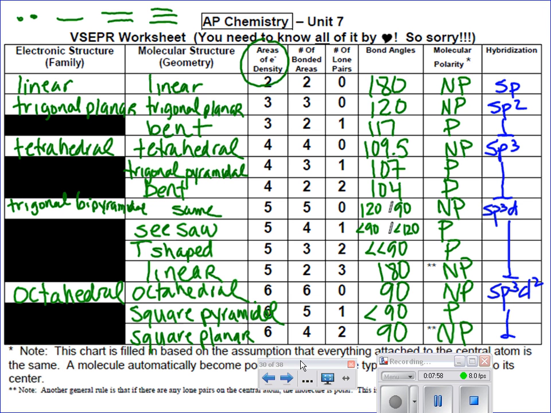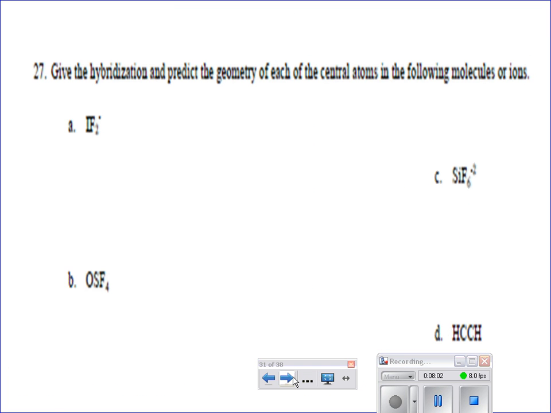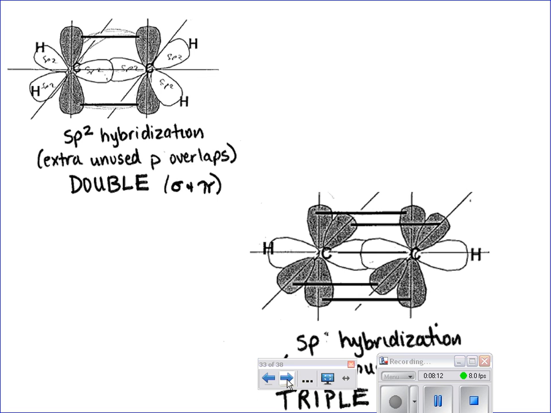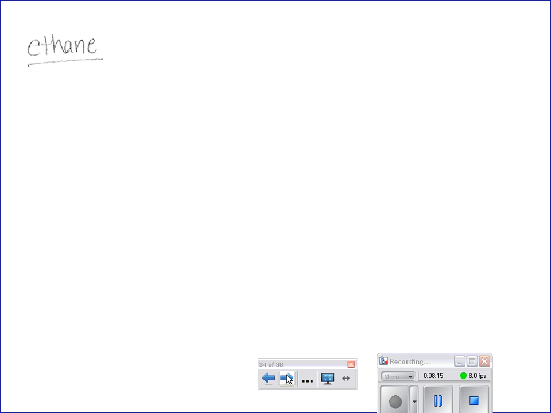So what I want to do, though, is talk to you about bonding. To get there, I want to skip some of these problems. Here you have a page describing what we call pi and sigma bond. I'm going to explain this as I do my drawing. So right now, skip all the way to the page that has just ethane written on it. We're going to draw ethane with all the hybrid orbitals and talk about sigma and pi bonding.